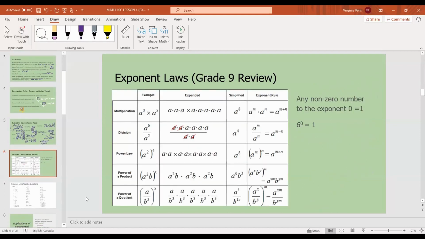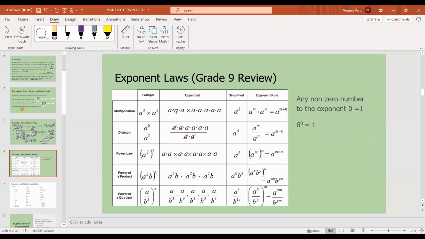Exponent laws. So we did actually go over exponent laws in grade 9, but not we, I guess, but you and your grade 9 teacher. So exponent laws are basically just rules regarding each type of exponent. Over here we have multiplication, right? So an example would be a to the power of 3 times a to the power of 5. When we expand this, it'll become a times a times a times a times a times a times a times a.